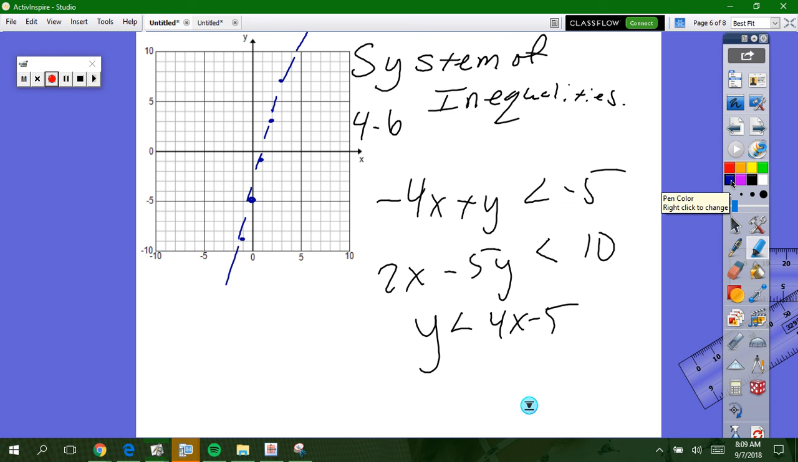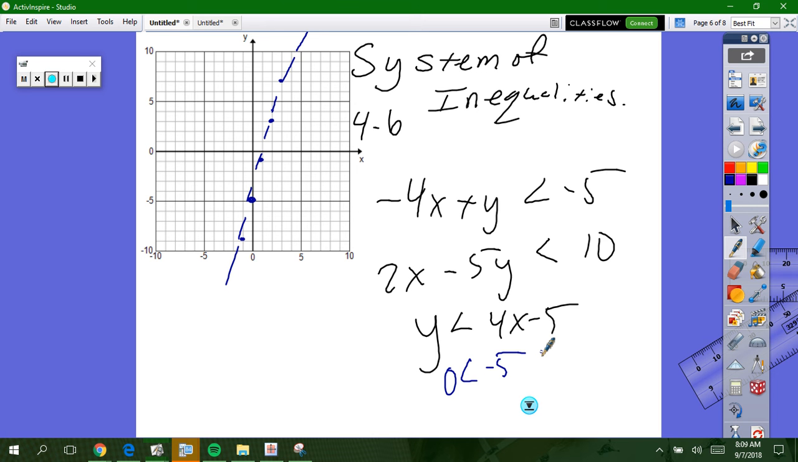What side should that be on? Let's pick the point 0, 0. Is 0, 0 allowed to pick? What if it did go through 0, 0? What would I have to do to pick a point? Just pick any other random point, not on the line. Does that make sense? I pick 0, 0 a lot. So here we go. Is 0 less than -5? True or false? It's a false statement, isn't it?